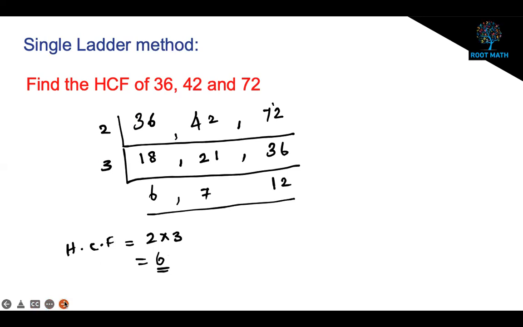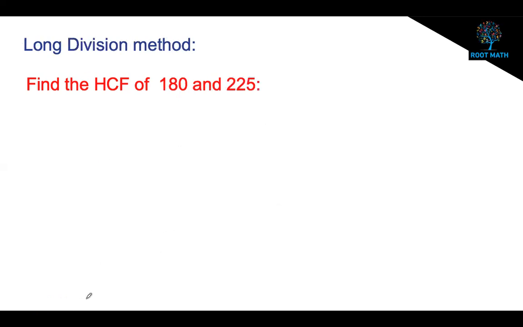So this method is known as the single ladder method. The next method you are going to learn is known as the long division method. This long division method will be useful for large numbers. Since the number size is small, like 2-digit or 3-digit numbers, we can use the single ladder method. And the long division method will be used for 4-digit to 5-digit numbers to find the HCF.